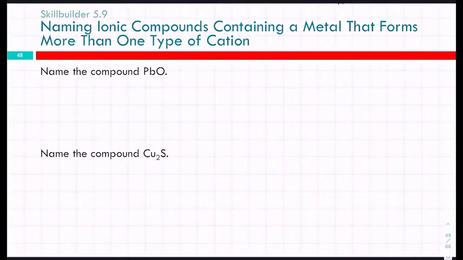All right, so if we want to name these compounds now for these cations that form more than one charge, again, same thing that we were just doing. What is this first element? This is not one of the ones I had you memorize. Plumbum, or lead.